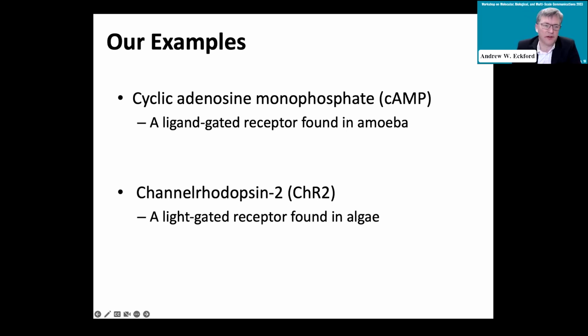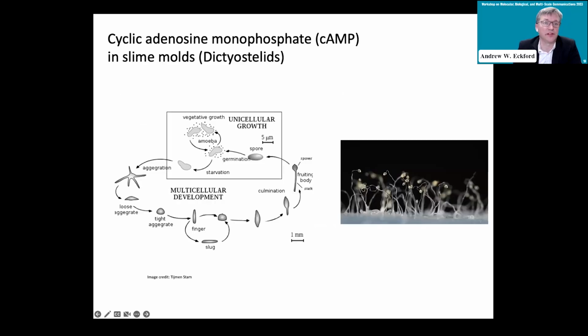This is a model organism for signal transduction, and it has the simplest possible receptor. And then we're going to talk about, as the second example, a slightly more complicated, but not significantly so, receptor called Channelrhodopsin. And that's a light-gated receptor found in algae. So this will also illustrate the versatility of signal transduction. It can respond to a variety of signals. The examples we're going to see are ligands and light. Okay, so let's start with the cAMP receptor.